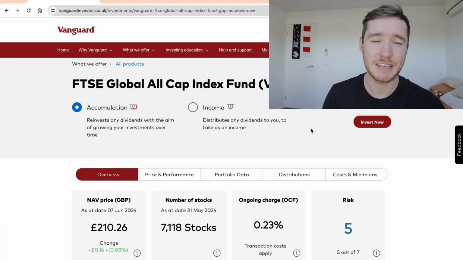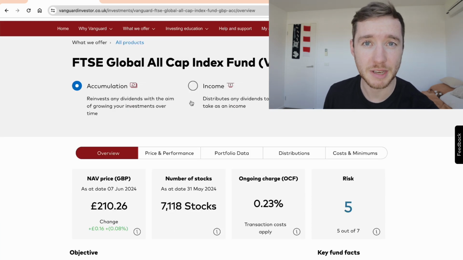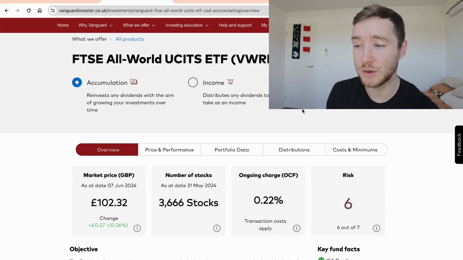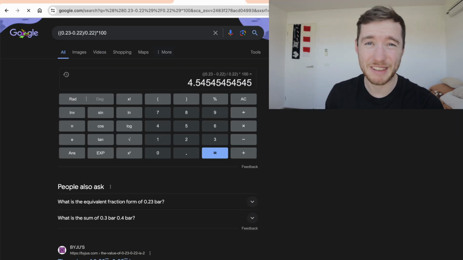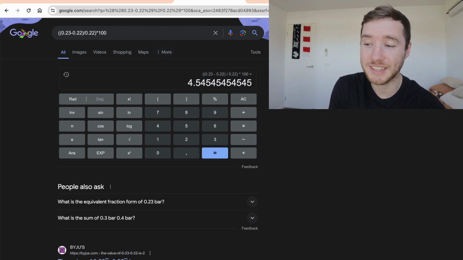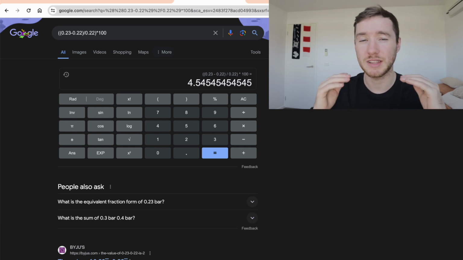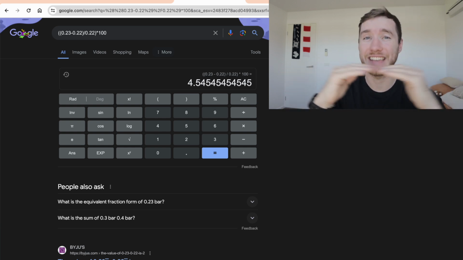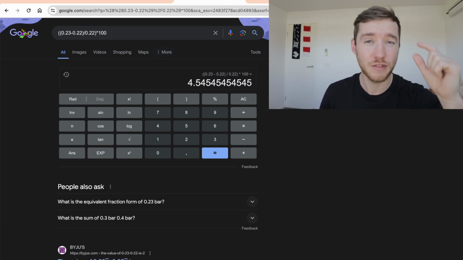So firstly, let's look at the fees. As you can see, the FTSE Global All Cap on this front page has an ongoing charge of 0.23%. That is a tiny bit higher than the FTSE All World's fee of 0.22%. It seems tiny, and in reality it is tiny, but I've done a bit of quick maths on the screen and you can see that means the FTSE Global All Cap is actually 4.5% more expensive than the FTSE All World, which technically means if the funds get the exact same return, then the FTSE All World will be 0.1% better off because of the lower fee.